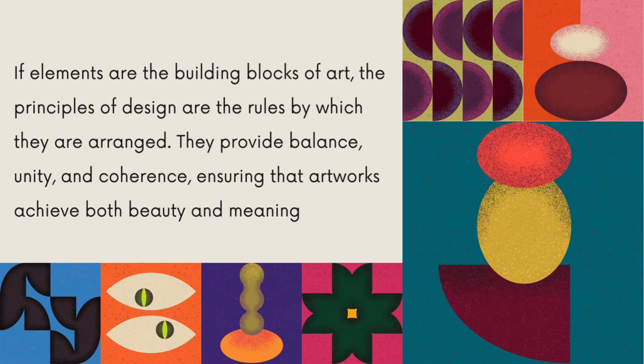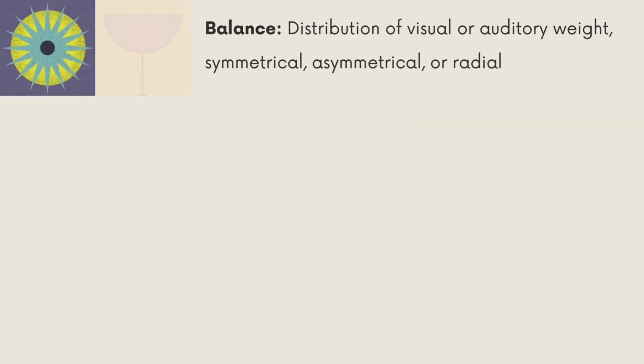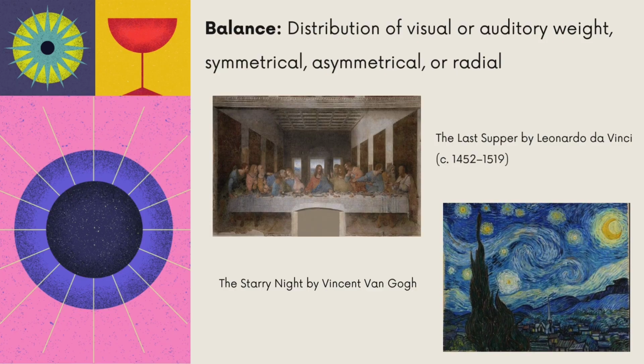If the elements of art are the building blocks, then the principles of design are the rules for arranging them. They bring balance, unity, and coherence to a composition, ensuring that artworks achieve both beauty and meaning. Balance refers to the distribution of visual weight in an artwork. It can be symmetrical, asymmetrical, or radial. For example, Leonardo da Vinci's The Last Supper shows symmetrical balance with Jesus in the center, while Van Gogh's The Starry Night achieves dynamic asymmetrical balance through its swirling motion and energy.